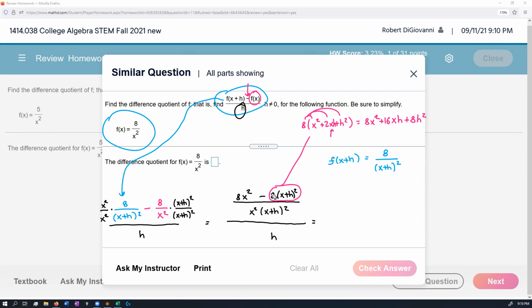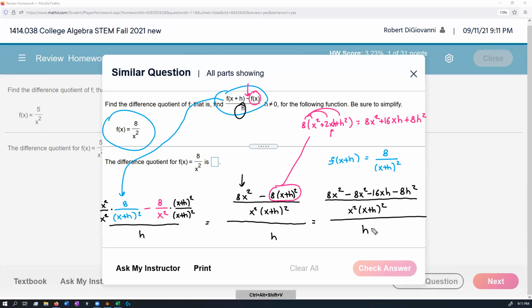But now we need to subtract, so we need to distribute through with the minus sign. So we have 8x squared, that's this one right here. And then minus, now all these signs change. So we get minus 8x squared, minus 16xh, minus 8h squared, then all over our common denominator, which is x squared times x plus h squared, but then all of that is still divided by h. I know this looks terrible, but here's where we start to get the good stuff. So this goes away.